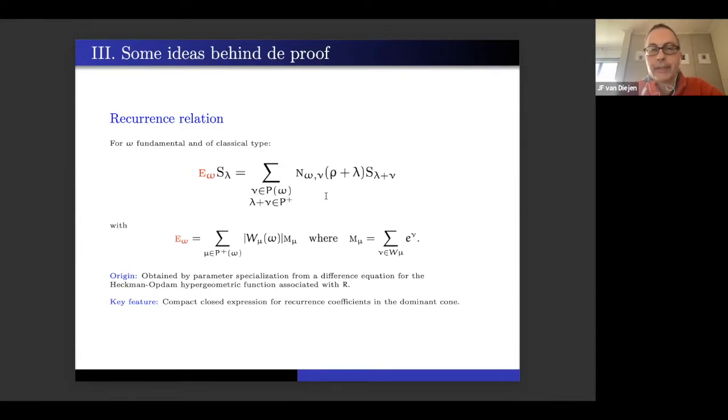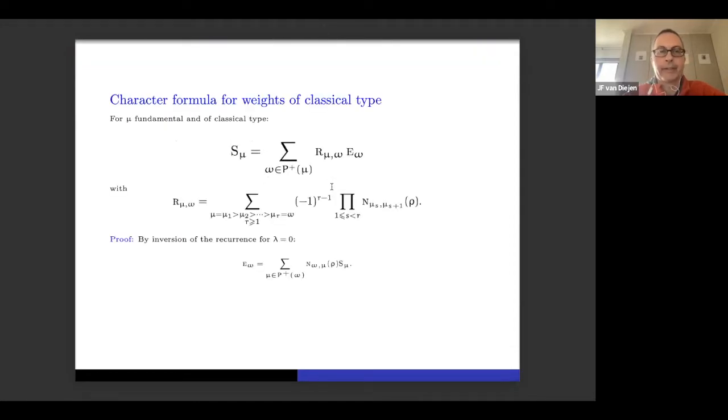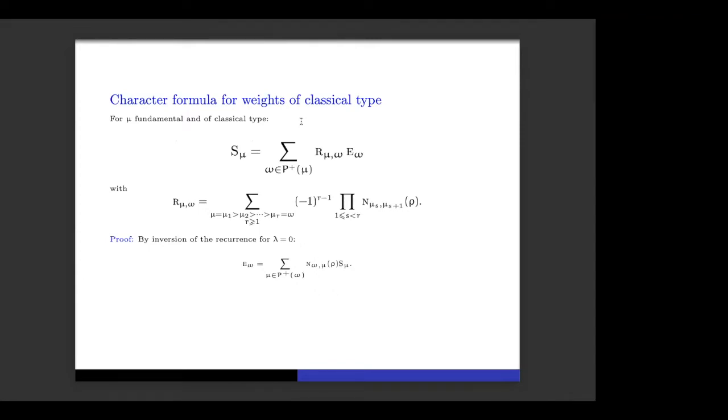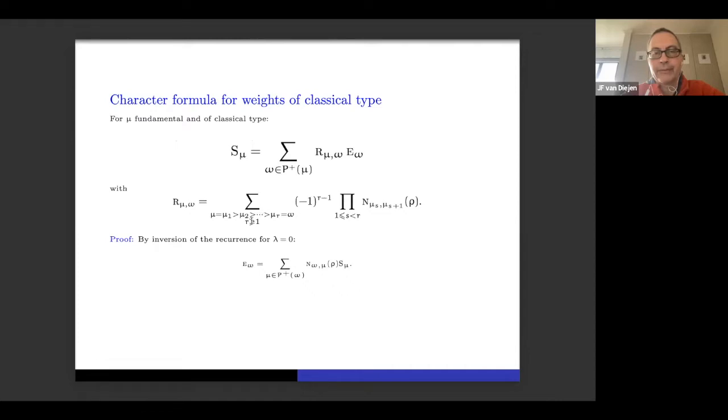But I insist that the nice feature of this formula, compared to what you usually see when using monomial symmetric functions, is that here everything stays within the dominant cone, and you have a closed expression for the expansion coefficients. Well, with this recurrence relation, it's not so difficult to find the Pieri formula, because first you specialize the recurrence relation to the case lambda equal to 0. So here is that formula. So here I multiply with s lambda, but with lambda equal to 0. So I multiply it actually with 1.